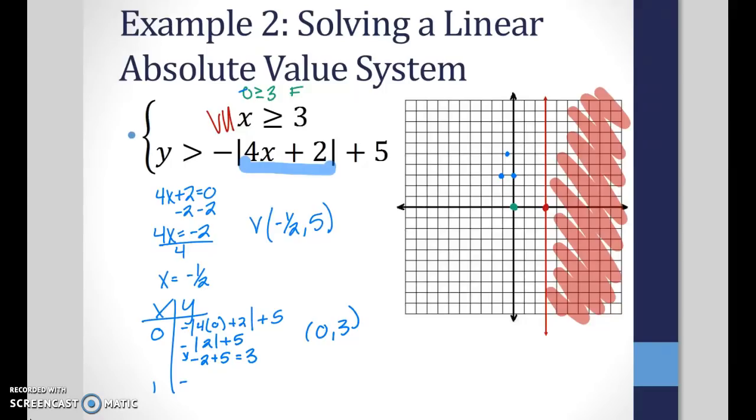And then we're going to plug in the 1. So negative absolute value of 4 times 1 plus 2, plus 5. That would be the negative absolute value of 6 plus 5, or negative 6 plus 5, which gives me negative 1. So (1, negative 1) will be my next point here, and then we can mirror it over. This does not have the or equal to line underneath. So when we graph this, please make sure that this is a dashed line.